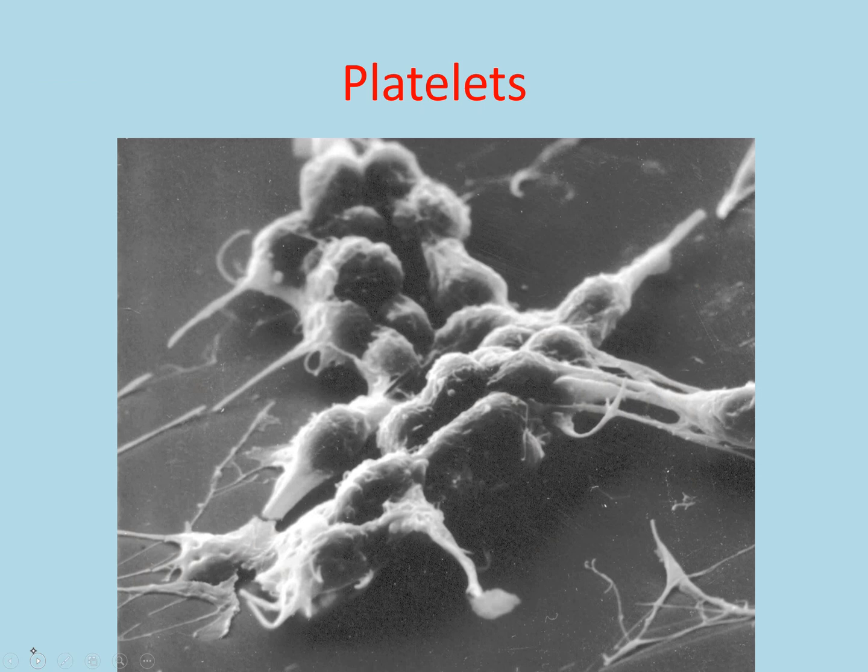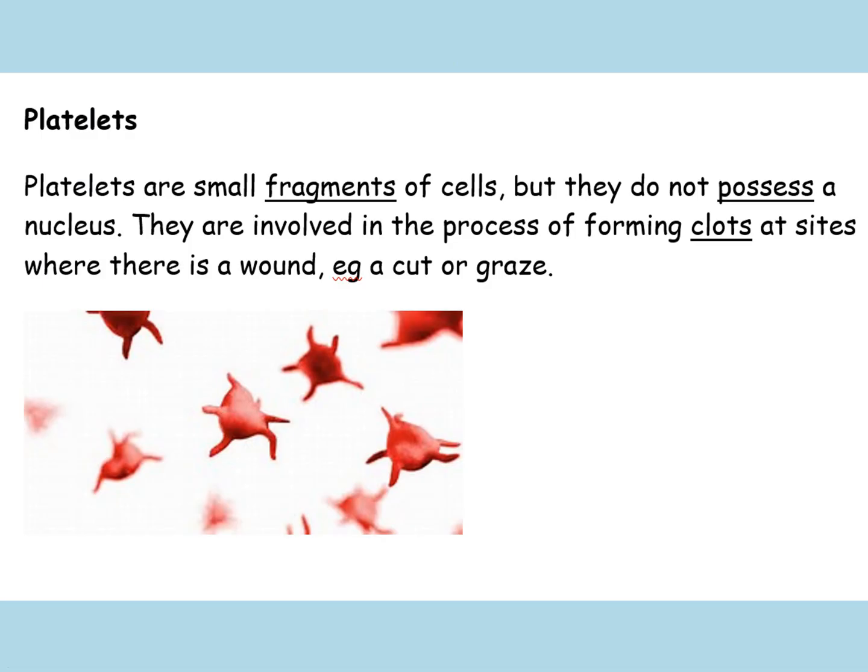Lastly, our platelets. We can see them in action here, and they're actually clotting some blood. So they're very small fragments of cells, but they do not possess a nucleus, so they are not a whole cell. And they're involved in the process of forming clots at sites where there's a wound. The reason why it's important our blood clots when we cut ourselves or graze ourselves is to prevent further entry of more microbes into the body. So we want to keep those microbes out as well as preventing you from losing blood.